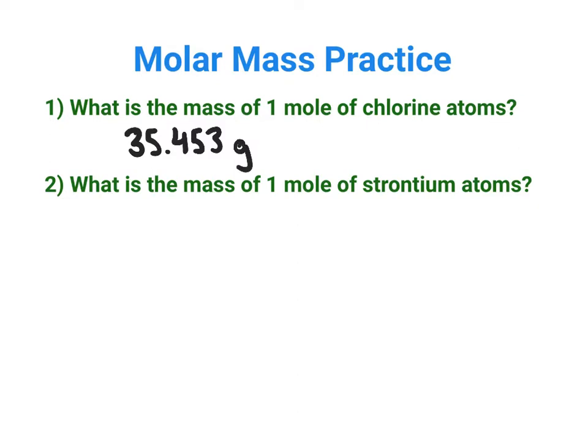Same thing with strontium. What's the mass of 1 mole of strontium? I go to the periodic table. I see the mass is 87.62, which means that if I have 1 mole of strontium, I have 87.62 grams. The periodic table was small when I was looking it up. But that's all you have to do. So if you have a mole of an element, you have the average atomic mass of that element in grams.